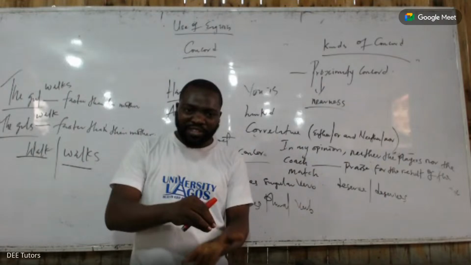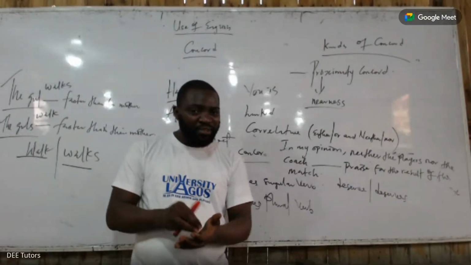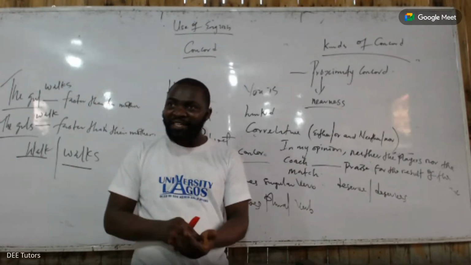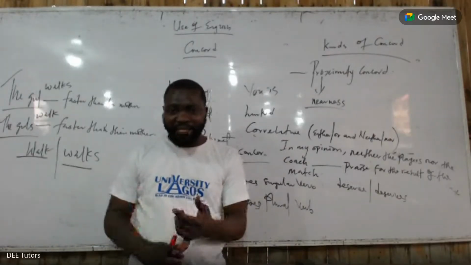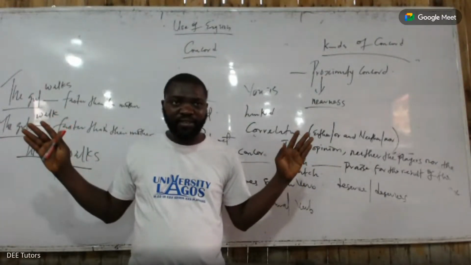At the beginning of this class, can you hear me? I said that it is important to note that nouns form their plurals by adding what? S, ES, or IES. That is, if you want to form the plural of a noun, you add S, ES, or IES. But in the case of verb, it is reverse.